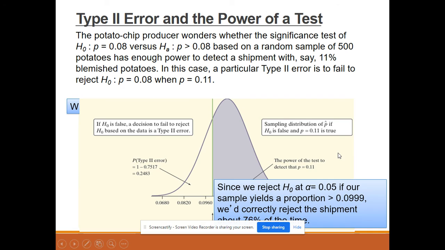Okay, so since we rejected H0 with a significance level of 5%, if our sample yields a proportion of greater than 0.1, then we'd correctly reject that shipment about 76% of the time.